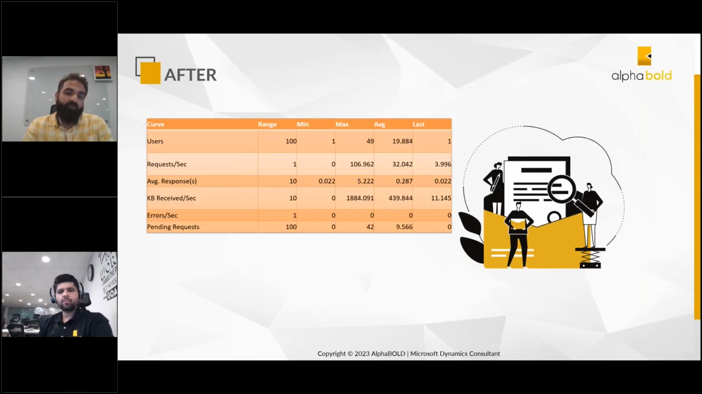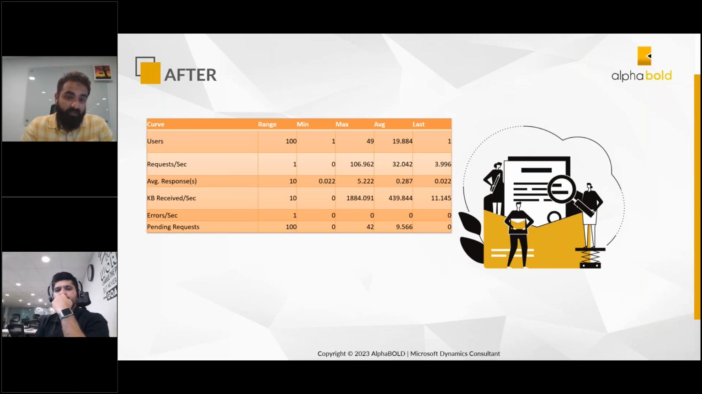All right, so now it has reached a maximum of 49 users in parallel, and the average users were 19.883, which were previously around 13 users. So it enhanced after they made certain changes, and it started going in the right direction. And then the requests per second, it was supporting a maximum of 106.96 requests per second, and the average also increased to 32 requests per second.